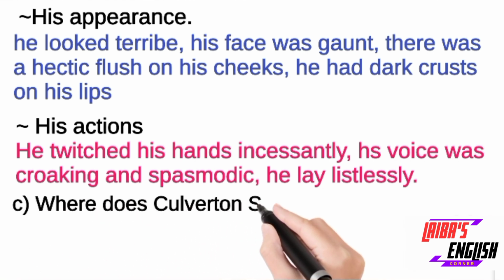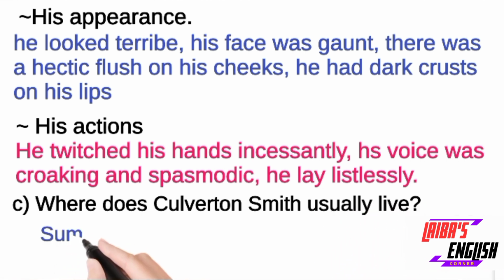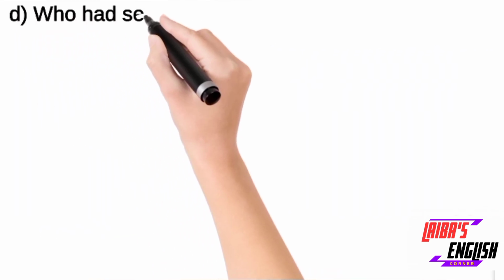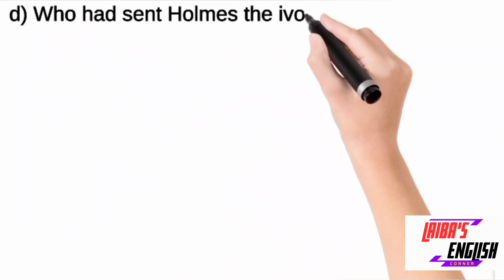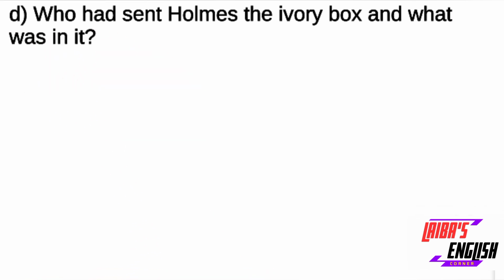Next is question number 3. Where does Cleverton Smith usually live? Now, where basically did he live? He was living in London now, but basically he was from Sumatra. He was living in Sumatra, but now he was visiting London, so it was a good time to arrest Cleverton Smith. Next question is, who had sent Holmes the ivory box and what was in it?